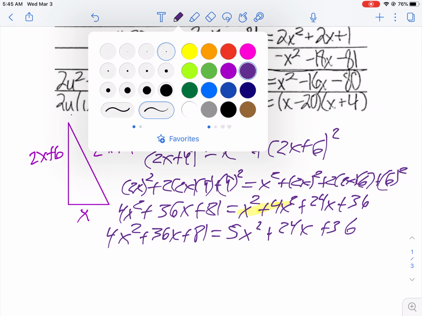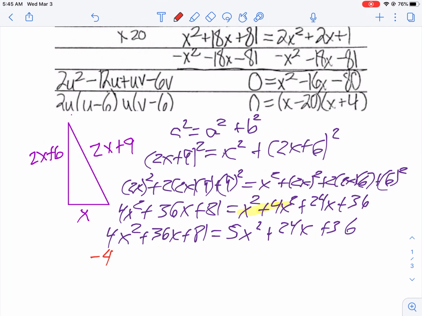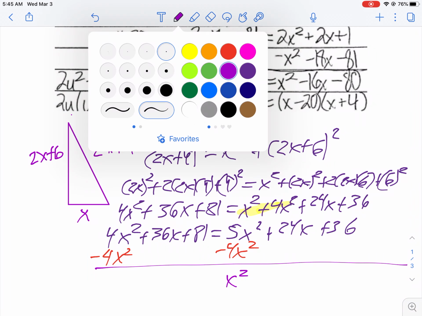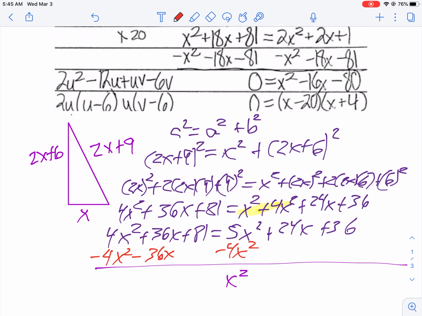Now let's make one side equal to 0. I'll move the 4x squared. I'll move the left side over to the right. 5x squared minus 4x squared is x squared. Let's subtract 36x from both sides. 24 minus 36 is negative 12x. Finally, let's subtract 81 from both sides. So we're going to get negative here, aren't we? 11 minus 6 is 5. 7 minus 3 is 4.